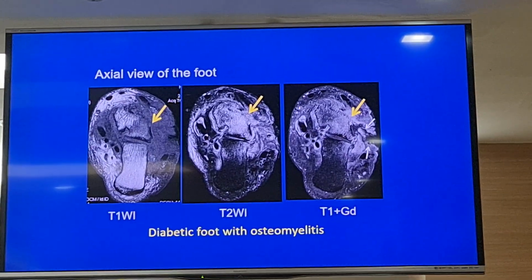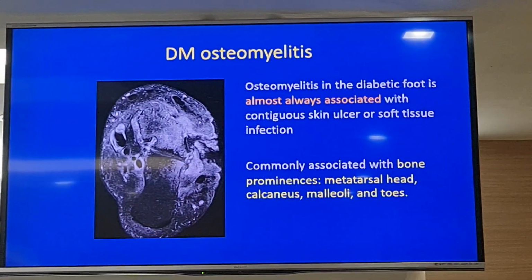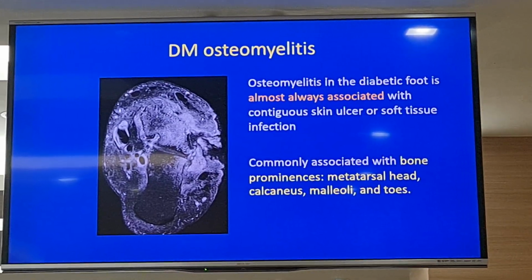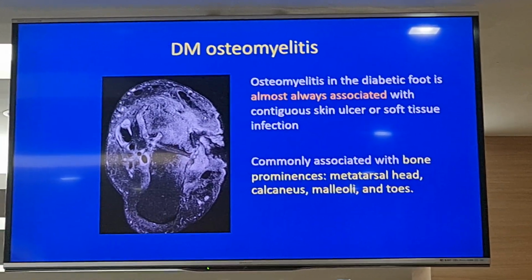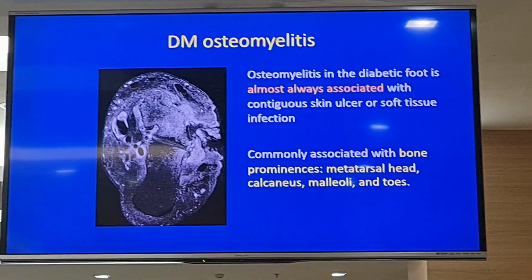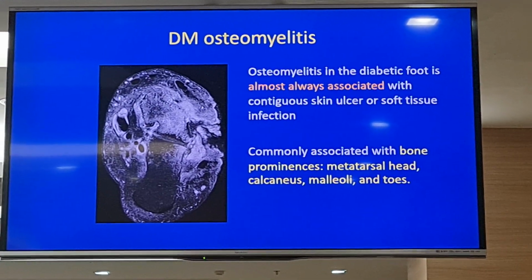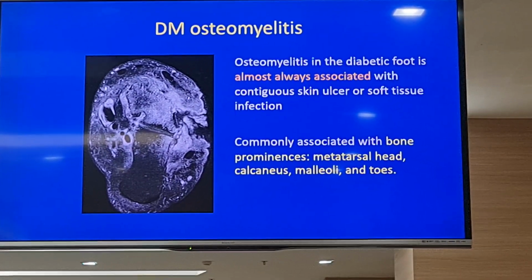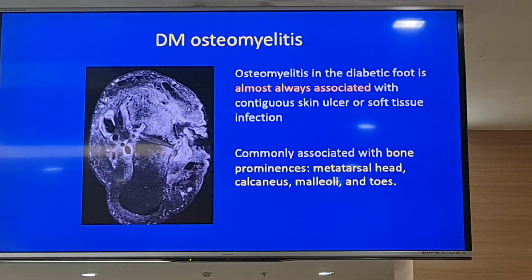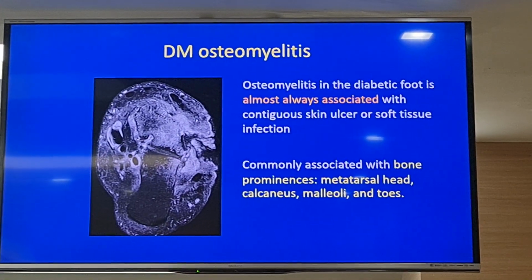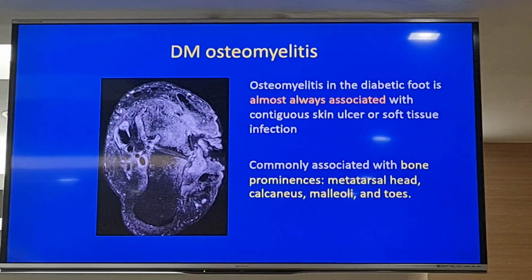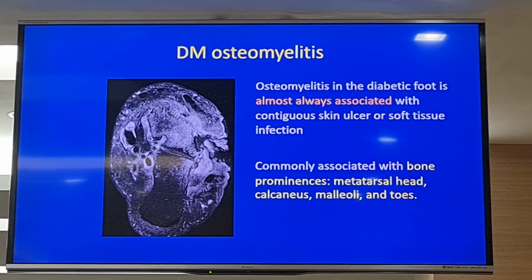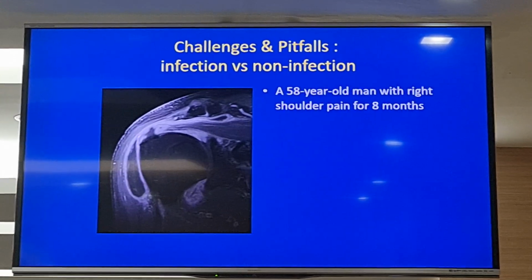Because the ulcer is going to be at an area of bone prominence, it usually occurs in regions predisposed to infection, such as the metatarsal head, calcaneum, malleolus, and toes. It's not in the arch of the foot, the midfoot, where the weight usually goes. So the location also helps you put everything together to make the diagnosis. Okay, all right.